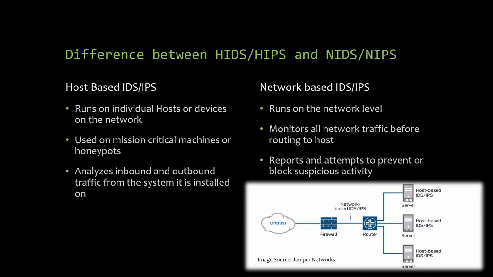Network-based IDS and IPS are generally run somewhere between the firewall and the router. These monitor all network traffic before routing to the host and will report and attempt to block any suspicious activity.